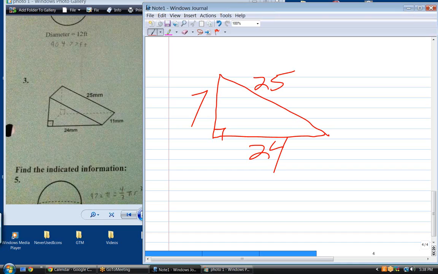So what's the area of this face? It's the general formula for area of a triangle? Base times height? 1/2 base times height. Okay, so 24 times 7 divided by 1/2. Divided by 2. Or multiplied by 1/2.